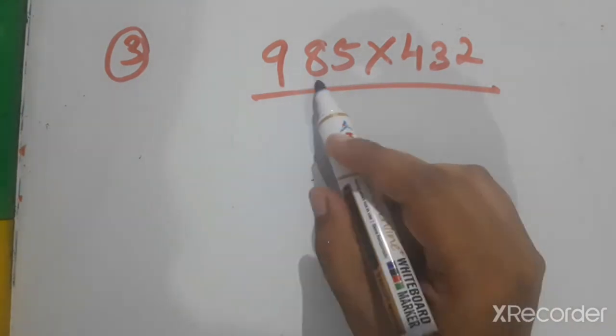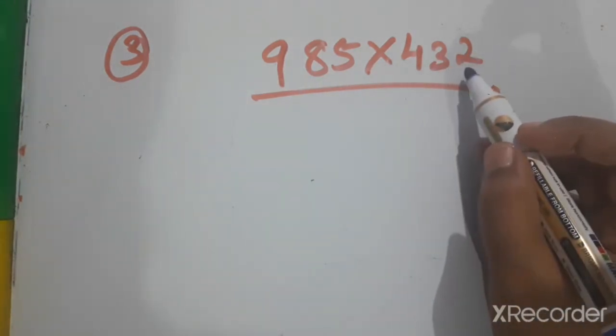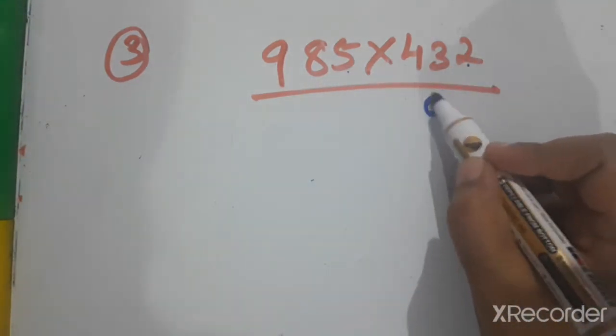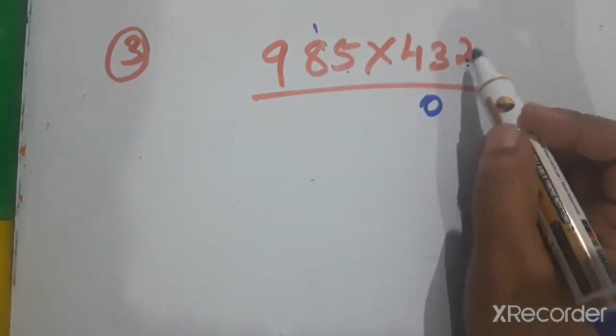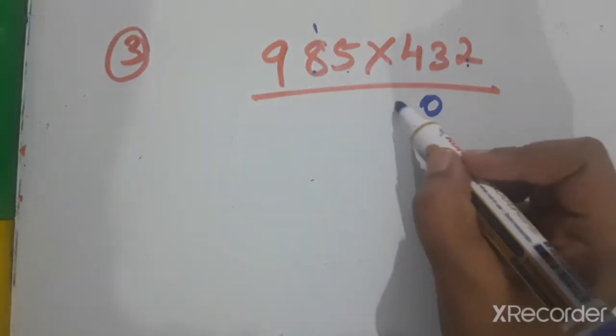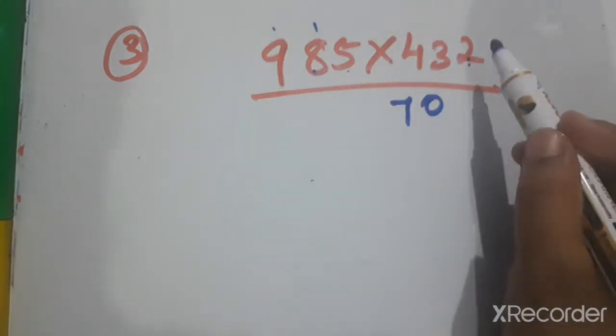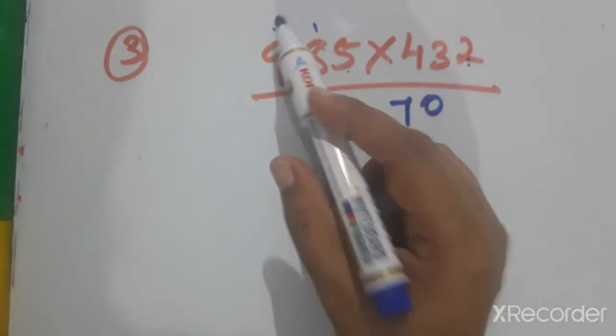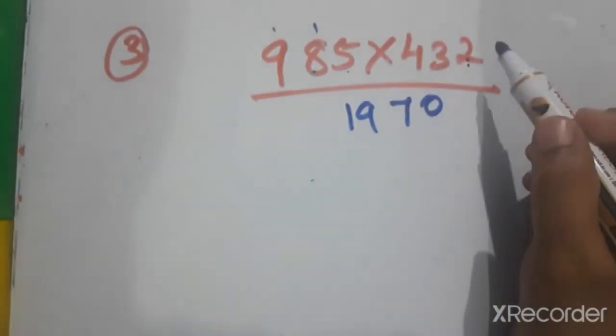Now next, 985 into 432. 2 fives are 10. So 0. 1 carry to the next place. 2 eights are 16. 16 plus 1 is 17. So 7. 1 carry to the next place. 2 nines are 18. 18 plus 1 is 19. The first line multiplication is over.